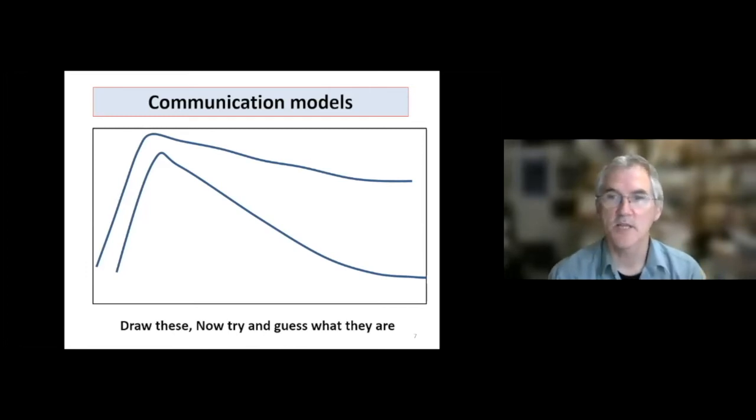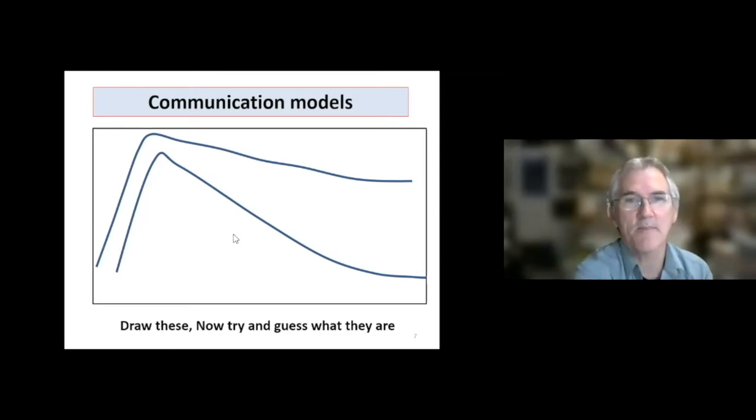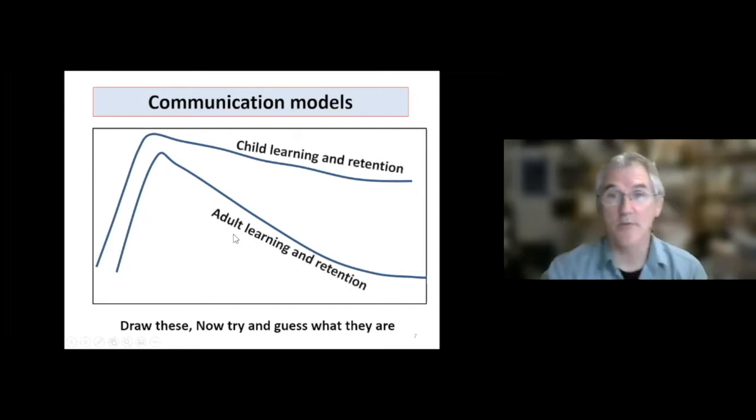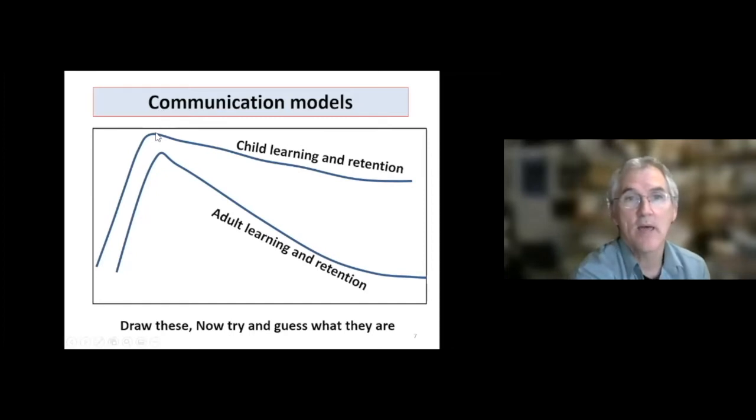When I do this in live venues, and I really wish I was live in Hawaii today, but we're not, people say, oh, they're two hills. There's the time and distance and gap. What they actually are is child learning and retention and adult learning and retention. So what we know from learning models is that children learn something, it goes up very high, and then fade is slow. But for adults, it goes up very high, fade is very fast.